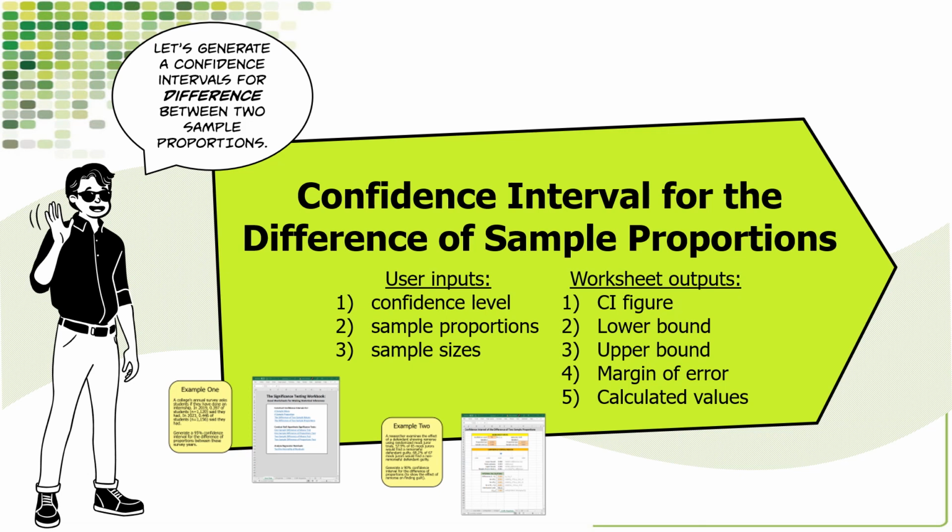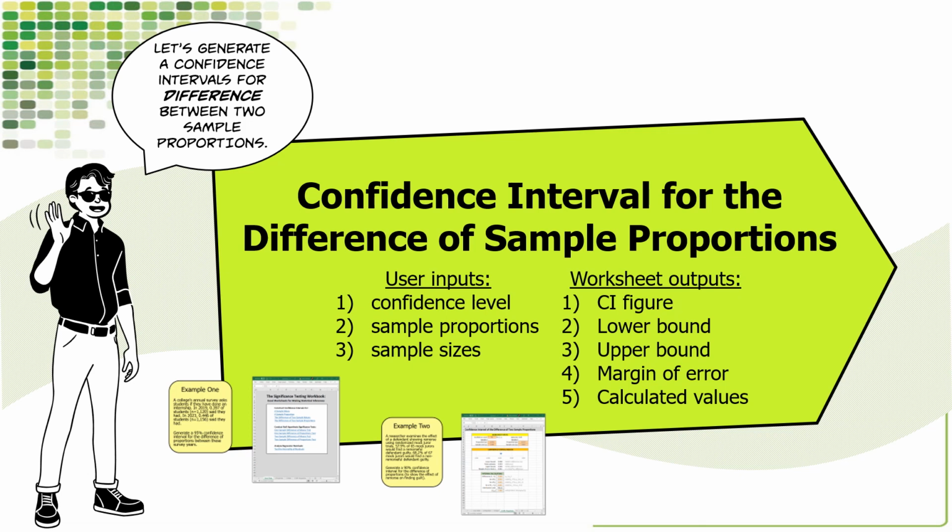This video is for people who already know what confidence intervals are and now want to learn how to generate them with Excel. It's easy to generate confidence intervals for the difference between two sample proportions with the Excel Companion's Significance Testing Workbook. You can download this workbook from the Excel Companion's website. You just input a few values specific to the problem you're trying to solve. The worksheet does the calculations and shows you the results.